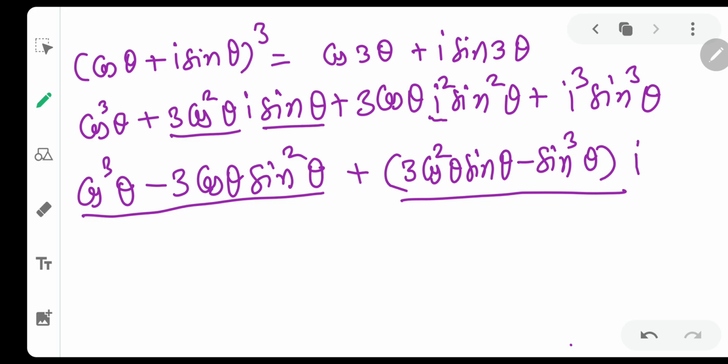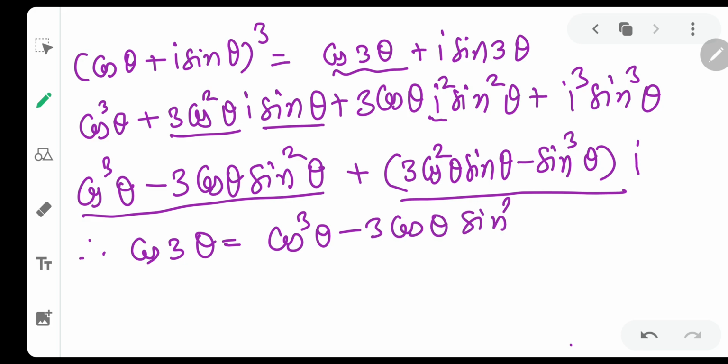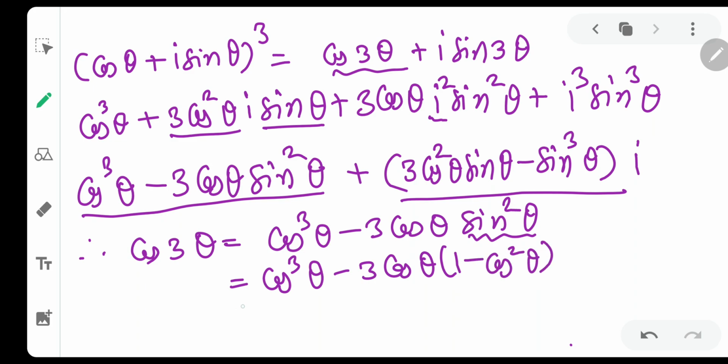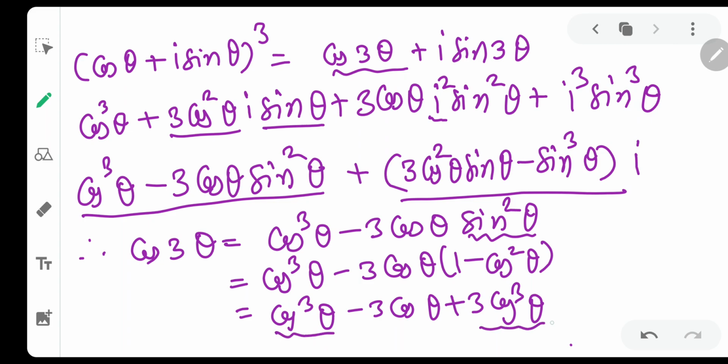Now let us compare the real parts and the imaginary parts. So therefore, comparing the real part, cos 3 theta will be equal to cos cube theta minus 3 cos theta sin square theta. Now as we all know, sin square theta can be replaced as 1 minus cos square theta. So this will be cos cube theta minus 3 cos theta plus 3 cos cube theta. So cos cube theta plus 3 cos cube theta will be 4 cos cube theta minus 3 cos theta. So we got the formula for cos 3 theta as well, which is 4 cos cube theta minus 3 cos theta.